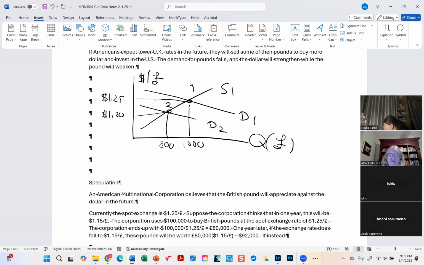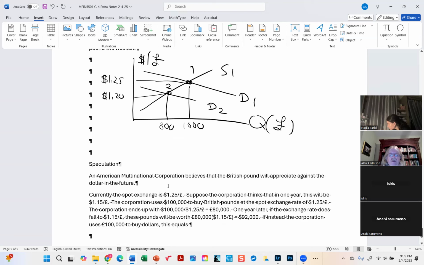So if instead the corporation uses, let's say, 100,000 pounds to buy dollars, okay, so at $1.25 per pound, you multiply these together, and you'd end up with $125,000. 1 year later, the exchange rate does fall to 1.15.